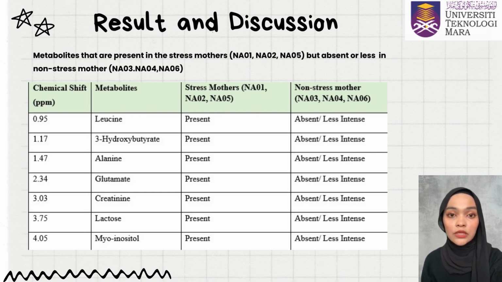For infants, creatinine in milk could indicate the availability of precursors for energy production and muscle development. Our analysis showed a decrease in creatinine level in the milk of stressed mothers compared to non-stressed mothers. This reduction might impair the infant's ability to metabolize fatty acids efficiently, impacting energy production and growth.